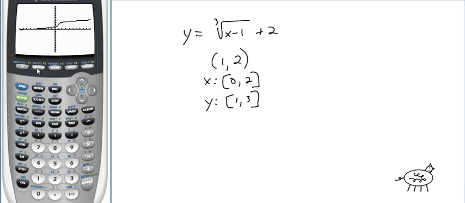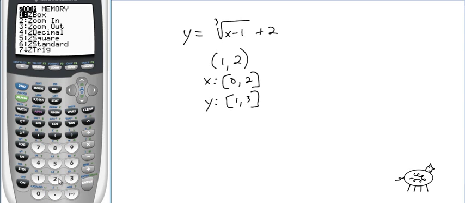So I'm going to set my window between 0 and 2 for x, and between 1 and 3 for y. And let's graph. Look at that. There's our vertical tangent. Okay, so let's keep investigating that. So if we zoom in, so zoom 2, hit enter. Okay, hit enter again, hit enter again. Now look at that. Okay, that's just showing it's a vertical tangent.